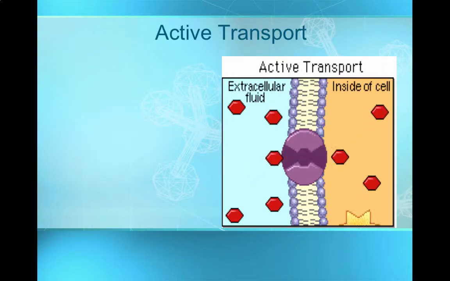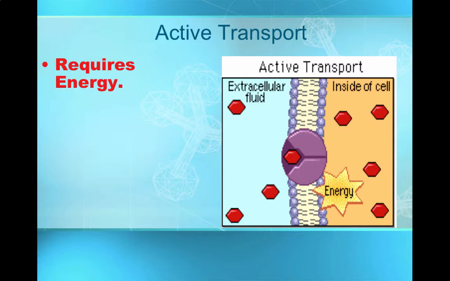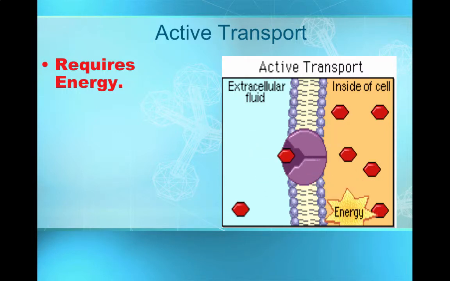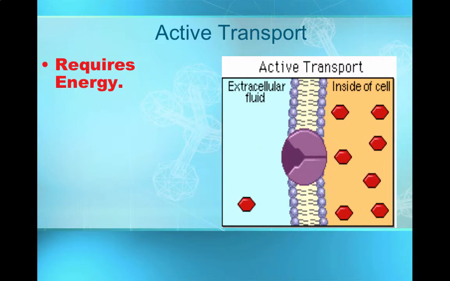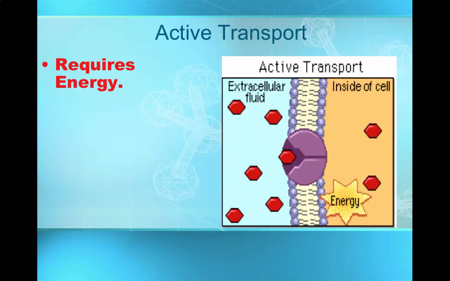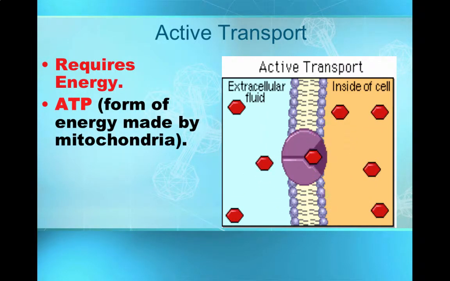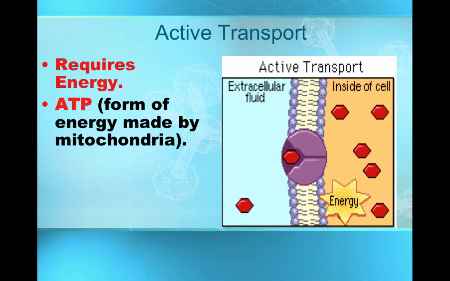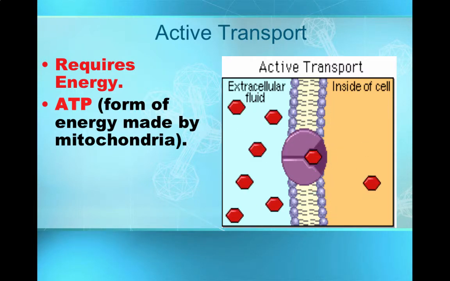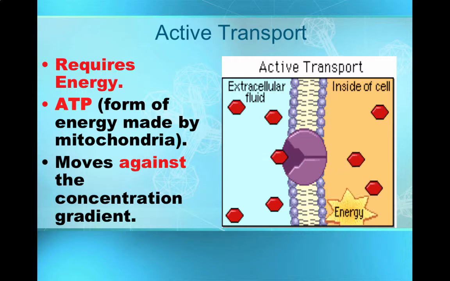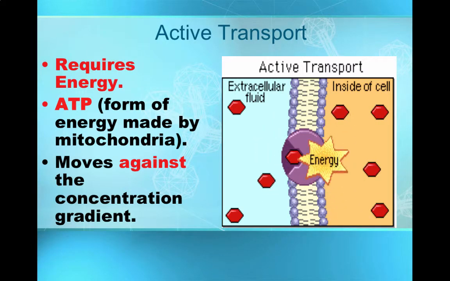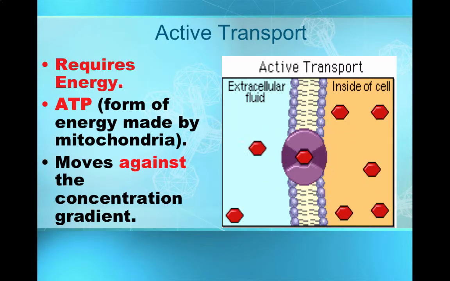Active transport is where we need energy. Here's the biggest clue: if you're looking at a diagram and it says something like ATP or requires energy, you have active transport. These use ATP, a form of energy made by the mitochondria during cell respiration, and it will move against the concentration gradient. So this means we're going from low to high.